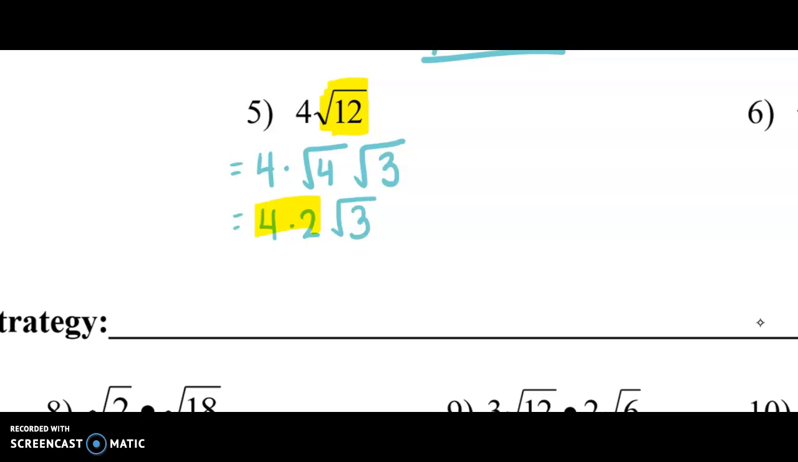Then I can do 4 times 2. Now they're not underneath the square root. 4 times 2 is 8. 8 root 3 would be my final answer. Okay?